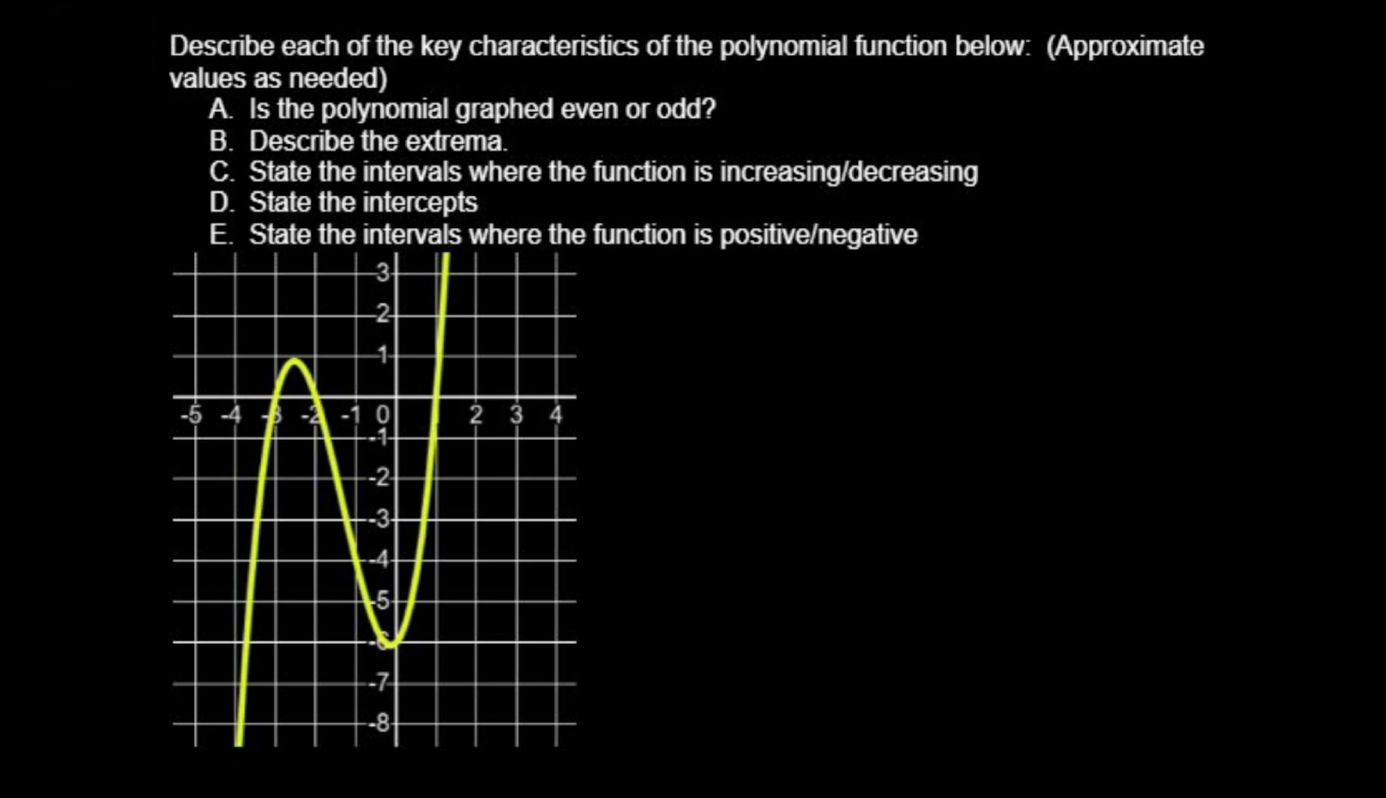Okay, in this example, we're going to be describing some key characteristics for the polynomial function, and we're going to have to approximate in some cases as we need to. Now, all of these values are pretty much a review from earlier lessons. So if we look at the first part here, A is asking whether the polynomial function is odd or even. Because both sides do different things, the left side is going down, the right side is going up, I know that this is odd. It's an odd polynomial function, or odd degree is probably a better description.